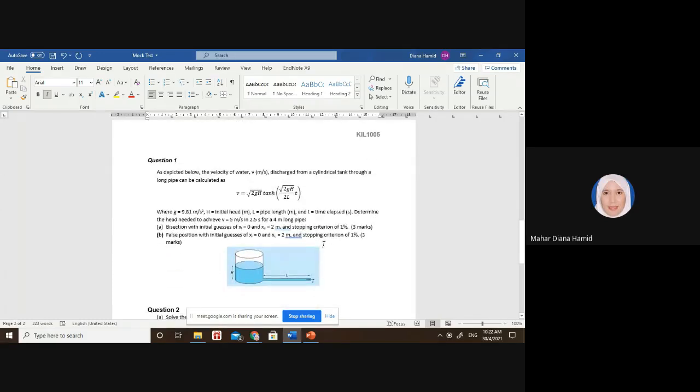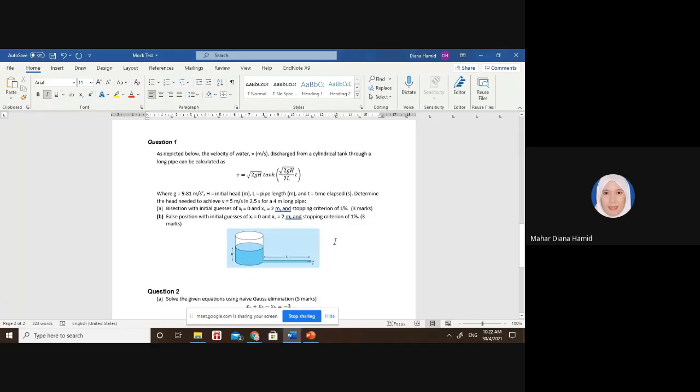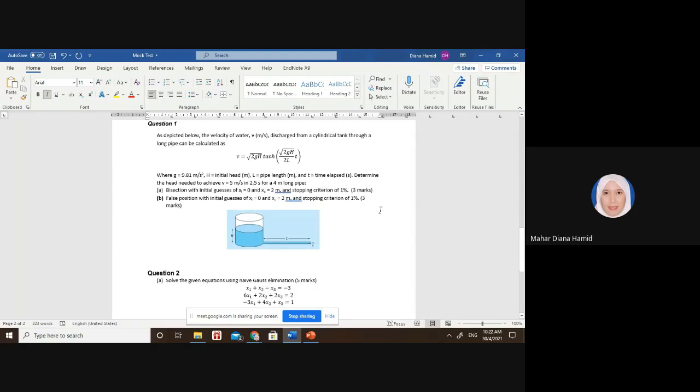So for example, question number 1, in this particular question, I'm going to ask you to find the roots of this equation using bisection and also false position with a given stopping criterion. So this is just an example. For this particular mock test, please be aware that I will not give you the answer. You have to find it yourself and compare it with your friends.